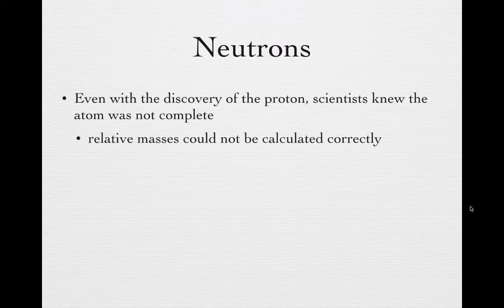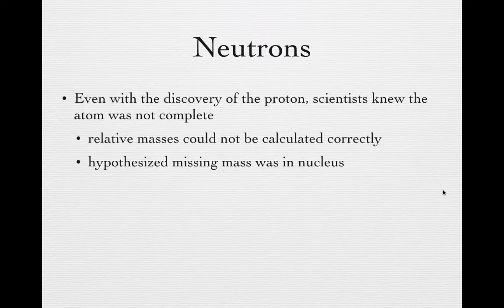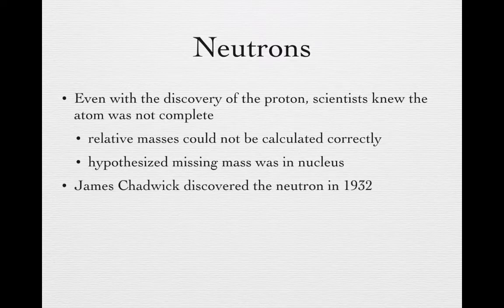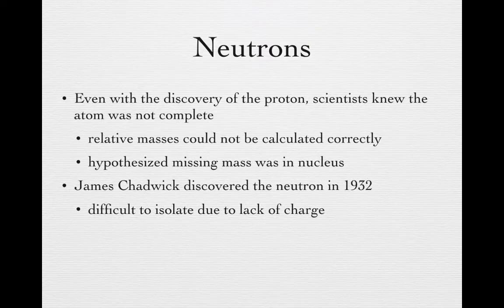So they realized there must be another particle present, and so it was hypothesized that the missing mass was actually in the nucleus. That would make it more massive and give it even more ability to knock back these high-speed particles. So it wasn't until 1932 that James Chadwick actually discovered the neutron. Very difficult to find, mainly because it has no charge, so that it did not respond to any kind of magnetic or electrical field.